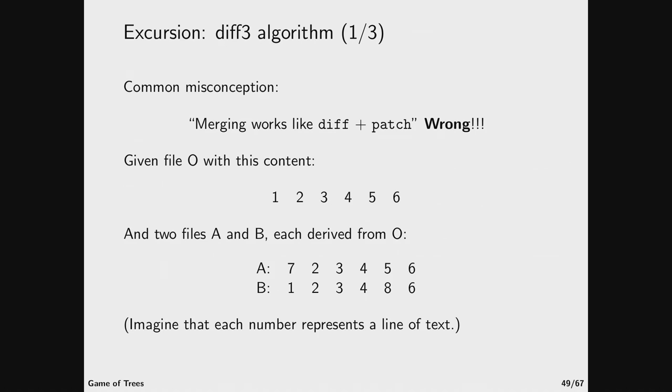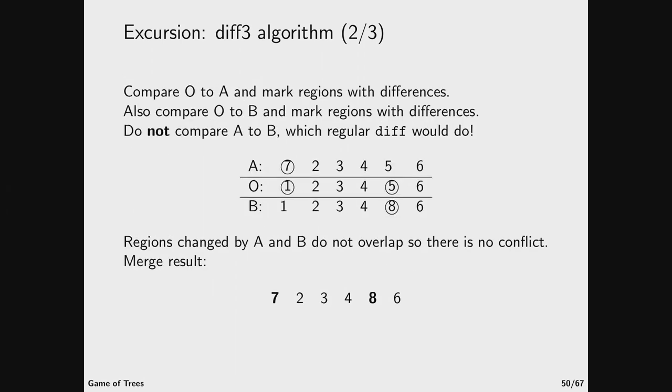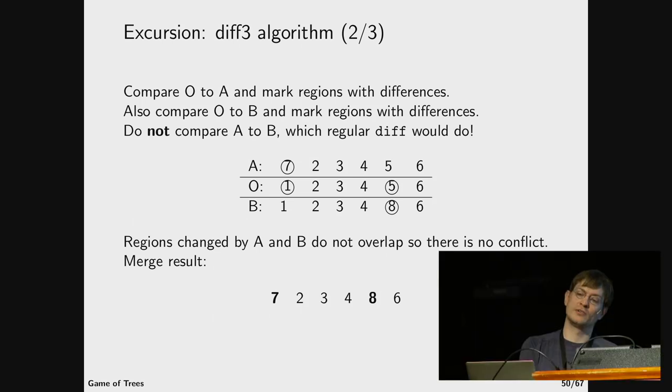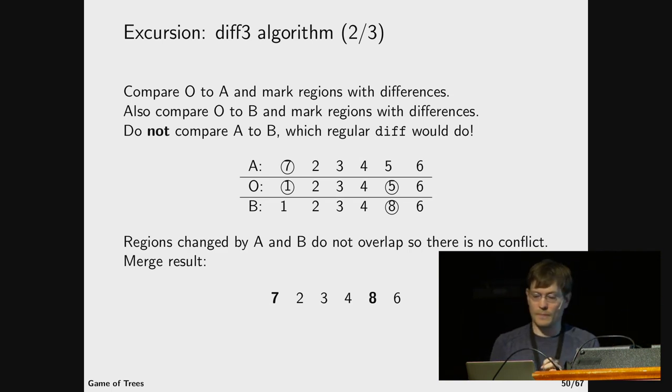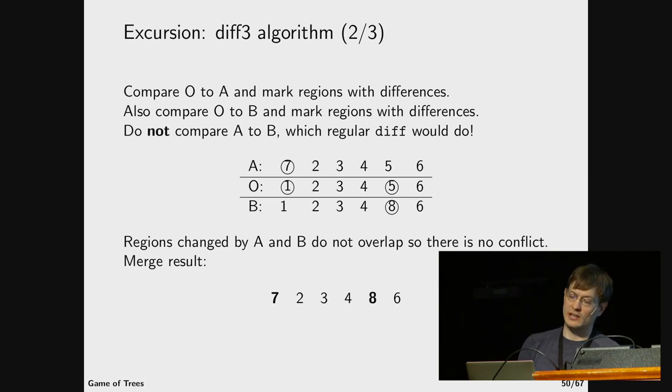So then we call these files A and B. And you can imagine here that every number represents a line of text in a file. It's just to make it easier to visualize how the algorithm works. So what it does is compare the original file to A, derived file number A, and again the original file to the derived file B. It never compares A and B directly. And it marks the regions where each of these files differ from the original, and if these regions don't overlap, it just produces the output below, and basically takes the sections that the files wanted to change. And in this case, the merge says it's all good.